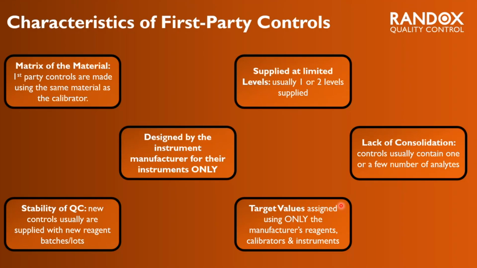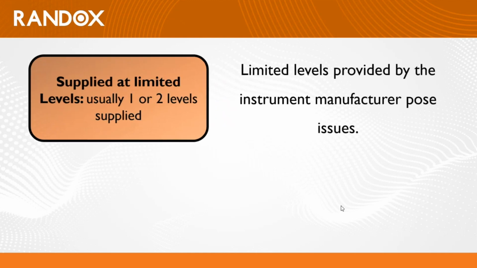Now, let's discuss another disadvantage, I should say, of first-party controls, which is the levels that they're supplied at. First-party controls are usually supplied in a bi-level format. There are limited levels provided by the instrument manufacturer, and this actually poses problems. An instrument manufacturer that comes to mind is Roche. Roche usually provides their controls in a bi-level format, even if the control has 4 or 3 clinically relevant levels, Roche will still provide a bi-level control.